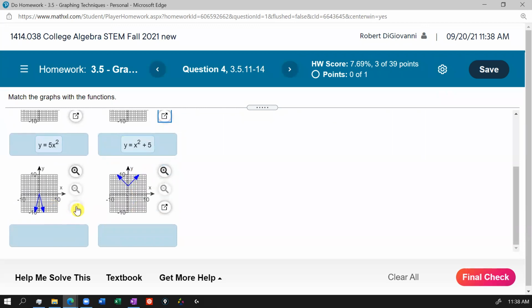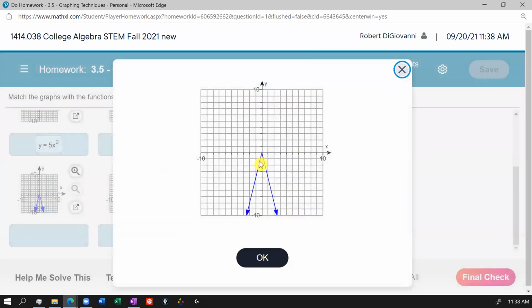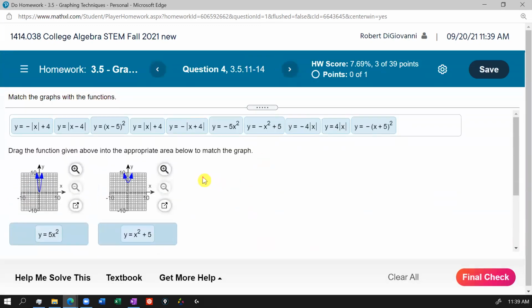There we go. This is an absolute value function. You go to the right one, down 1, 2, 3, 4. It looks like 4 units down. It's been flipped over, so it should be -4 in front of the absolute value. There we go.